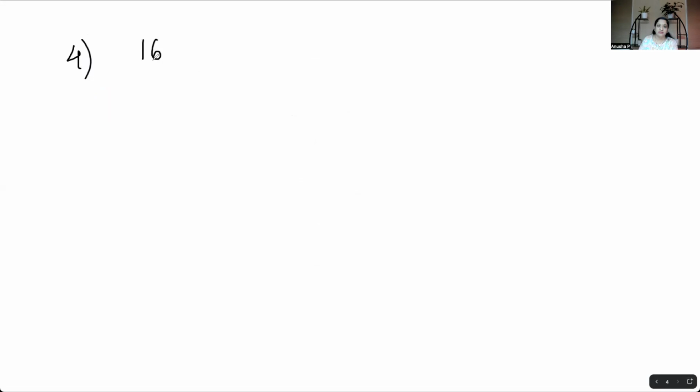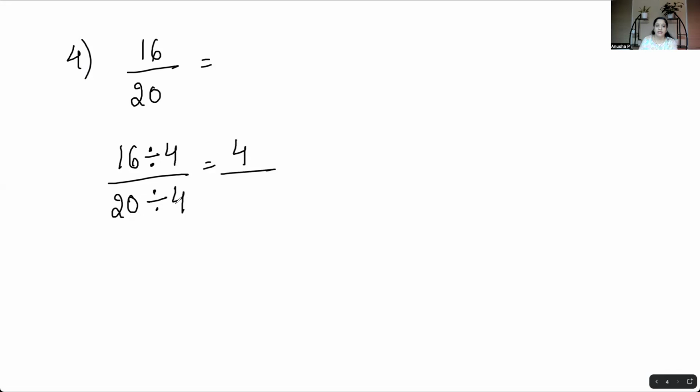Let me do the fourth example. The fourth example here is 16 over 20. When you look at the numbers, they can be simplified because 16 and 20 both come in the 4 table. So first simplify the fraction and then do the division. It will be easier. Because both numbers come in the 4 table, you divide the numerator by 4 and the denominator by 4. So 16 divided by 4 is 4 and 20 divided by 4 is 5. So 5 will be outside and 4 is inside. We will not get 4 in the 5 table.